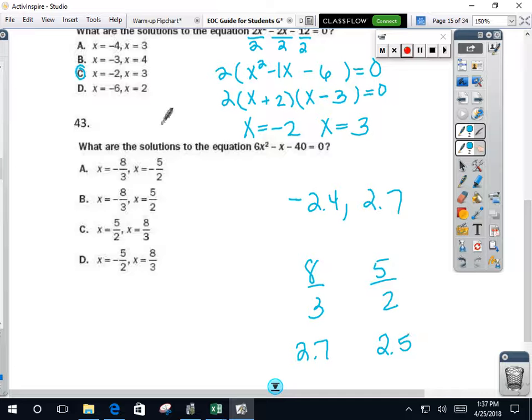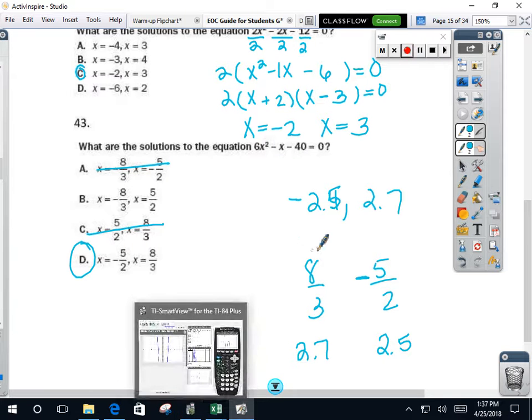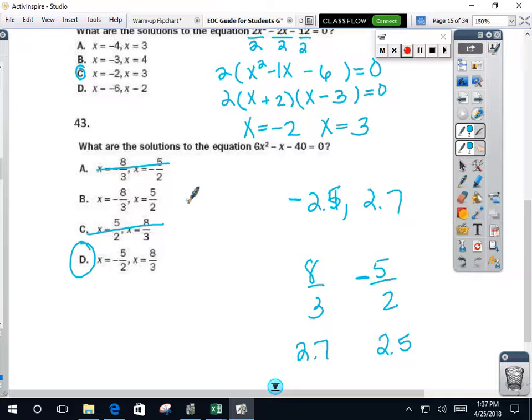Well, but remember, I'm not actually typing in the signs, I'm just typing in the fractions. Don't we know that one of the places it crossed the x-axis was negative and one was positive? So can't we cross out A because it's 2 negatives and C because it's 2 positives? Now we just got to figure out, is it the 8/3 that needs to be the negative or the 5/2? Don't you think that this 5/2 was really 2.5? So that needs to be the negative and that needs to be the positive, which is D. All right, number 44.